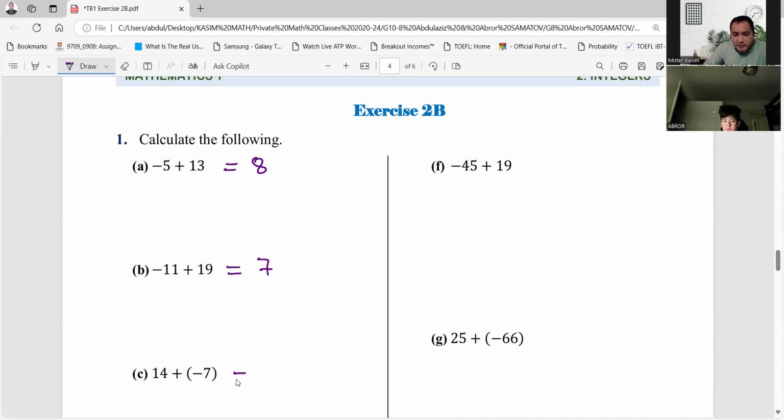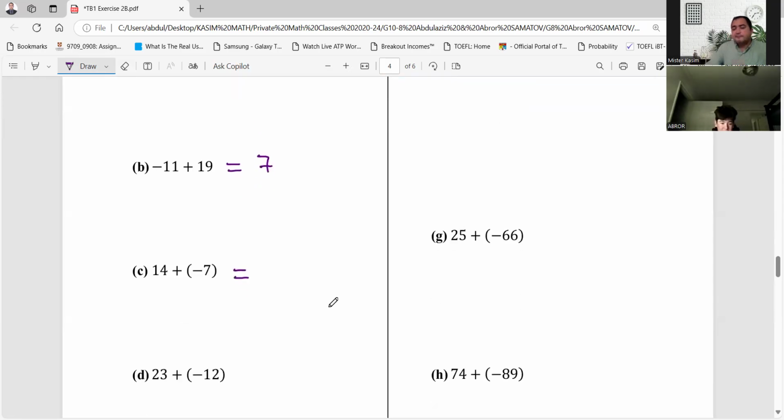What is 14 plus minus 7? No, it is just 7. One is positive, one is negative, right? We subtract. So 14 minus 7 is 7. And okay, what is 23 plus negative 12?